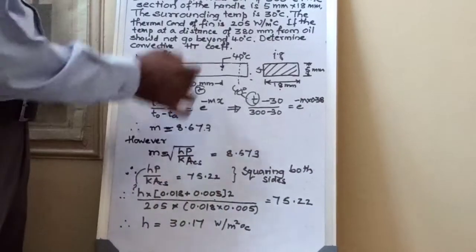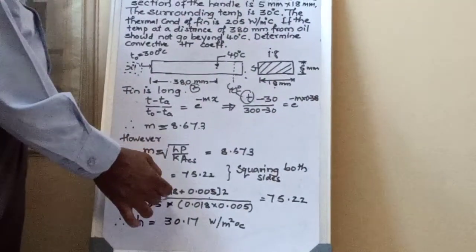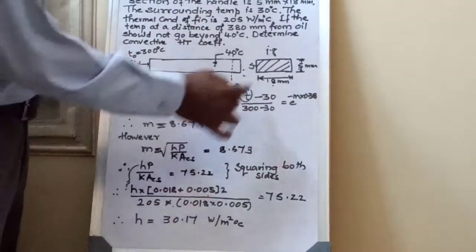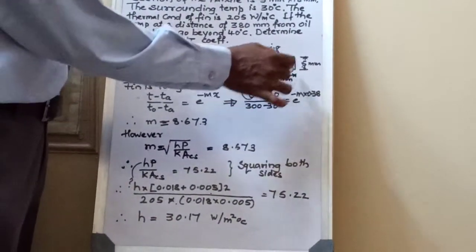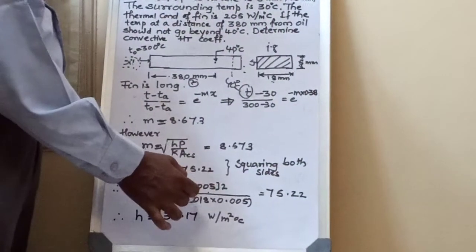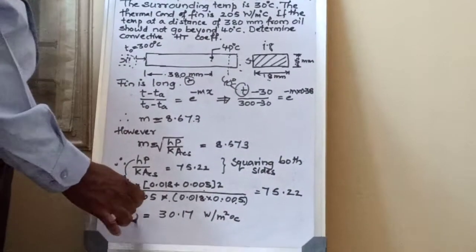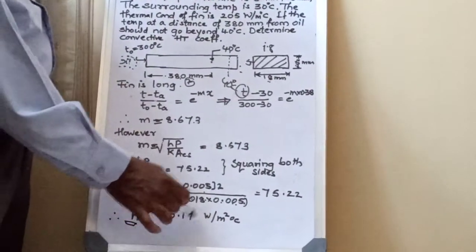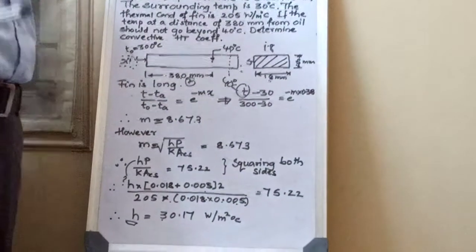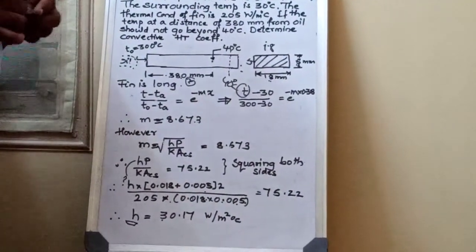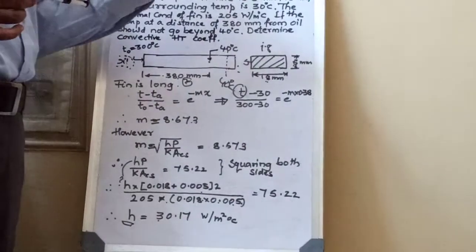What is k? k is given as 205 watt per meter degree centigrade. Again, the area of the cross section: what is it? 18 millimeter into 5 millimeter, in meters, 0.018 into 0.005. The answer for the convective heat transfer coefficient is 30.17 watt per meter square degree centigrade. So that is called the convective heat transfer coefficient.